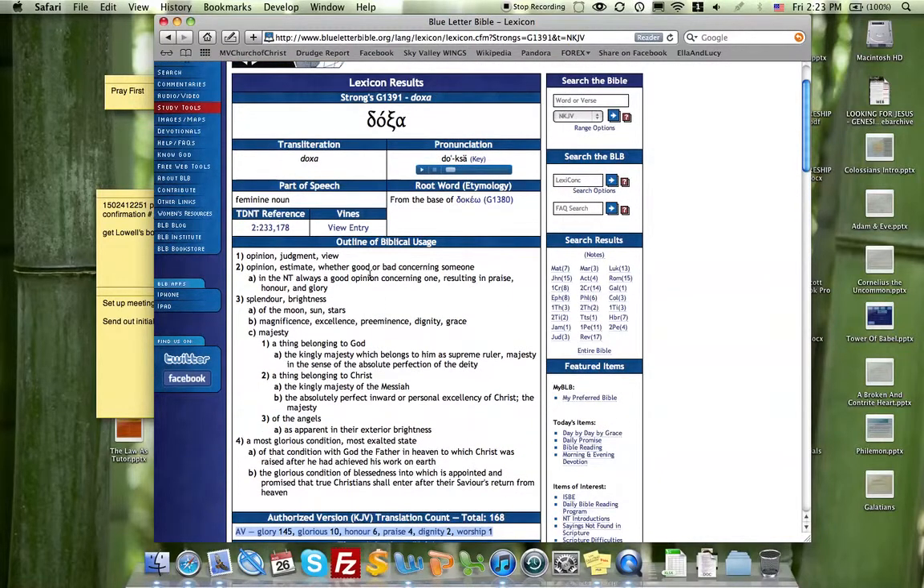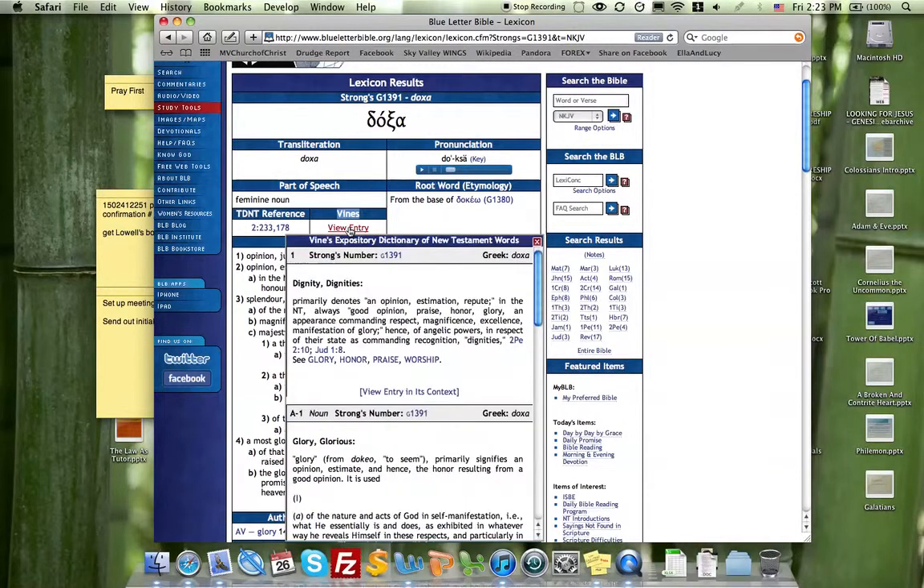The other thing you can do, after reading the definition here, is there is a Vine. Right here, I'm circling it with my cursor right now, it says Vine's. Vine's dictionary is a dictionary that will define biblical words. It's a very, very useful one. So you can click on view entry for Vine's and it'll pull it right up and it will give you Vine's definition of this Greek word. So it's really a very, very powerful tool. So that's how you search for a Greek word.